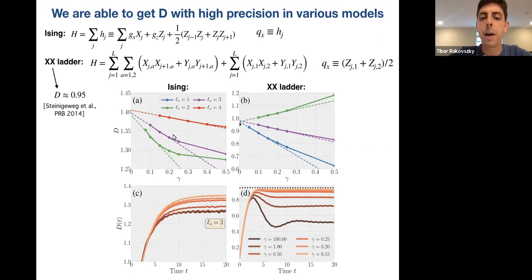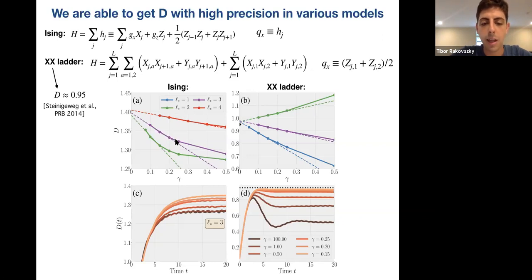that basically you could expand your diffusion constant around the limit with no dissipation, and then you would get the physical diffusion constant plus some linear contribution in gamma plus higher order terms. So what we can do is look at this and extrapolate it back to gamma equals 0, which would be the case with no dissipation. So this would be our best guess of what the actual physical diffusion constant is.